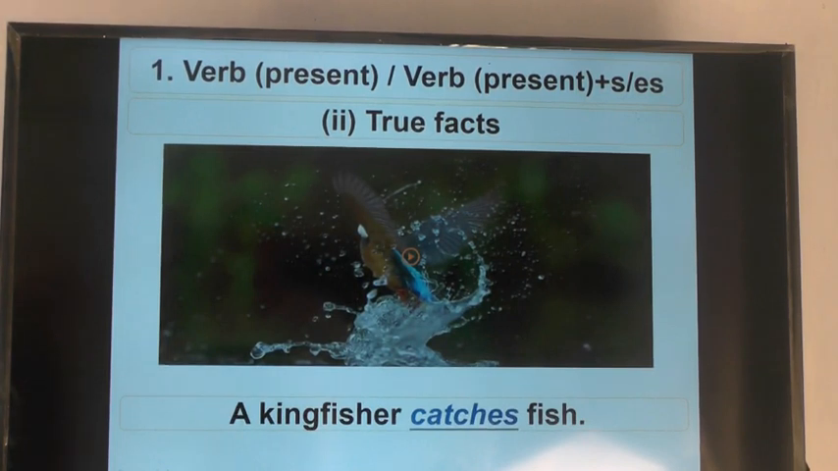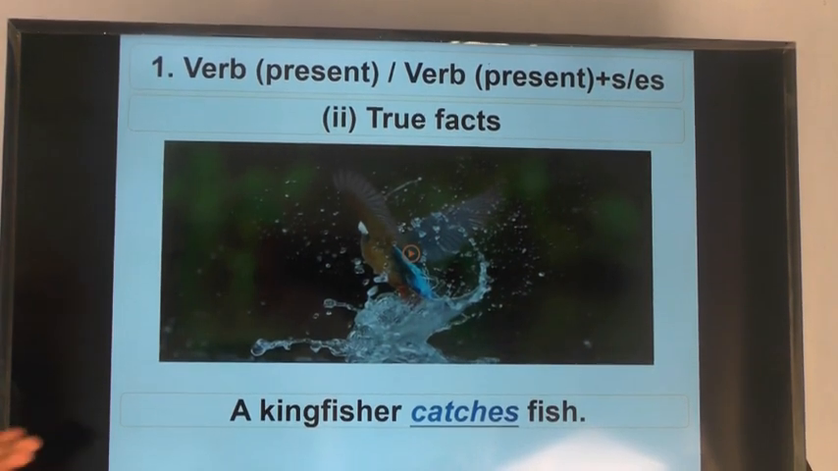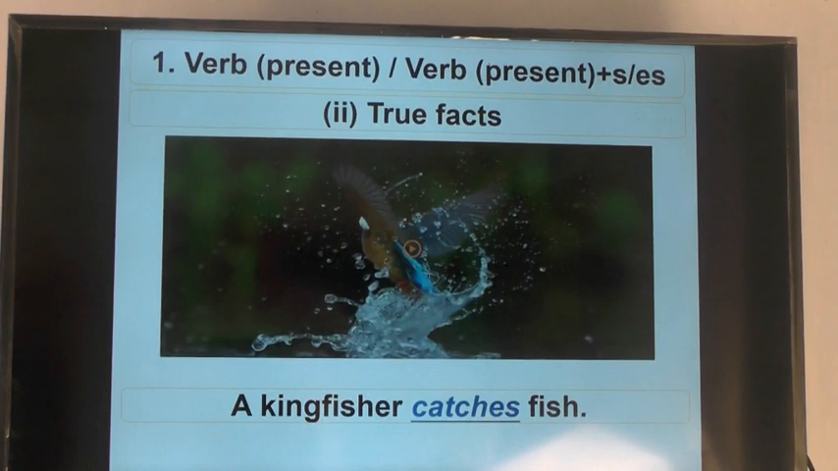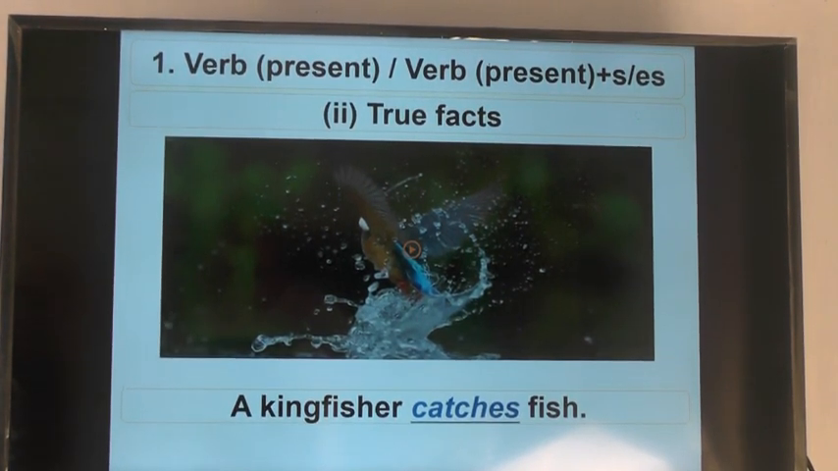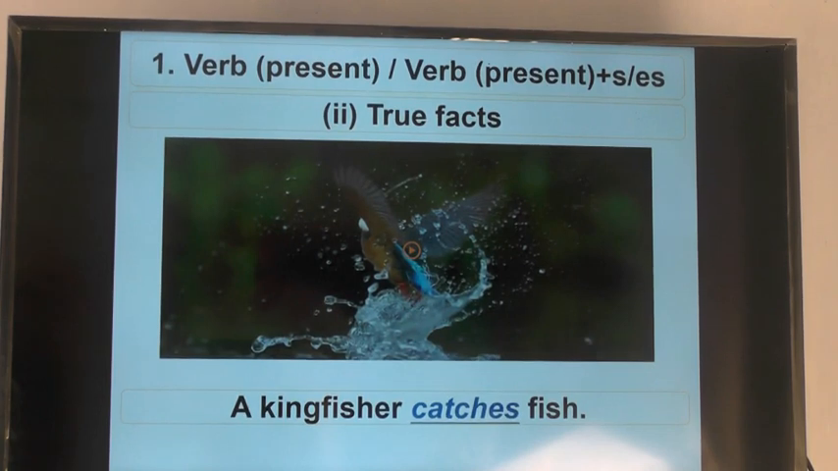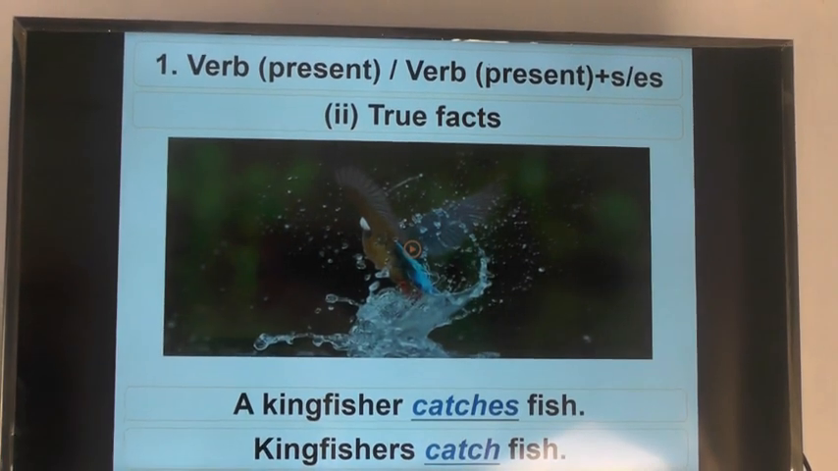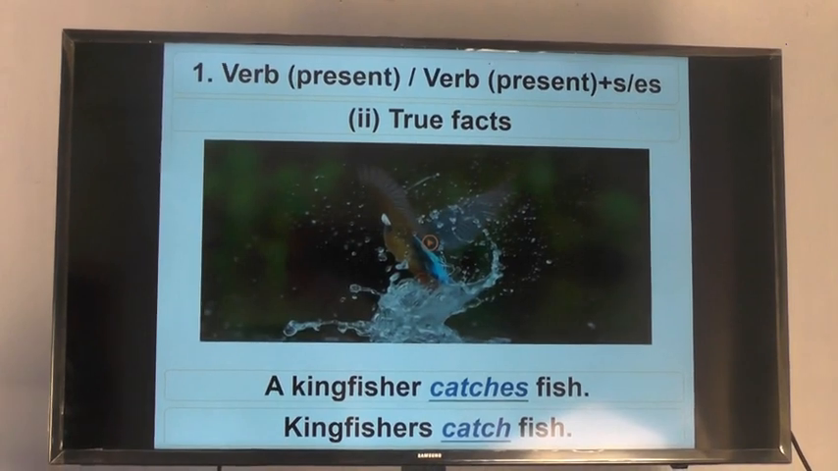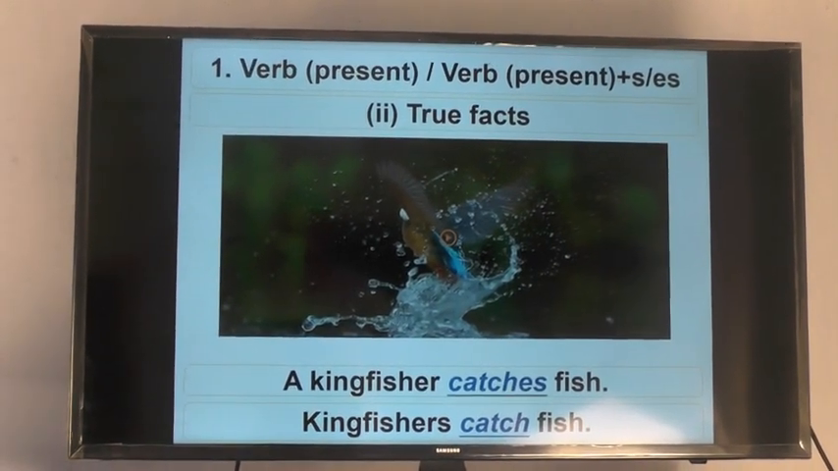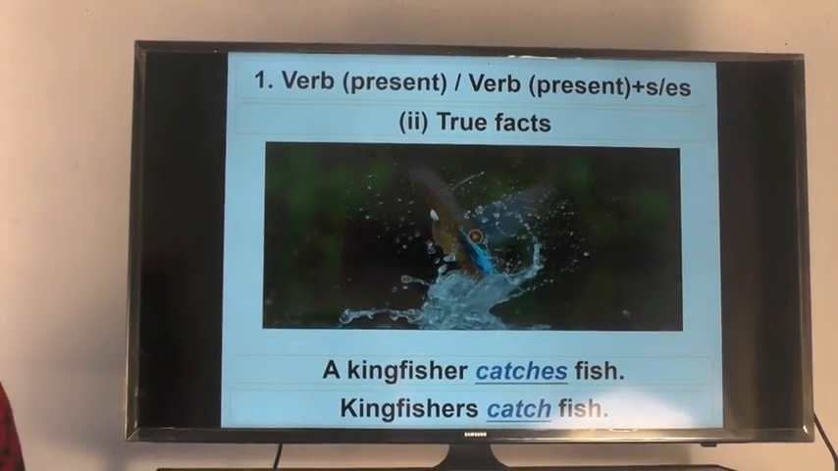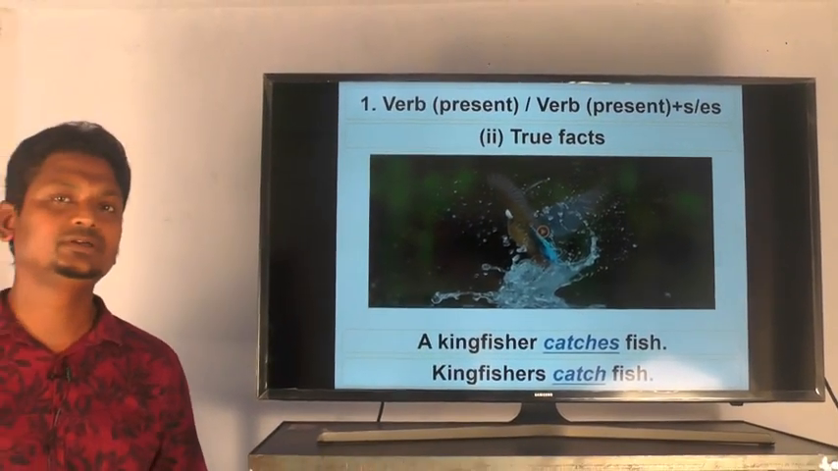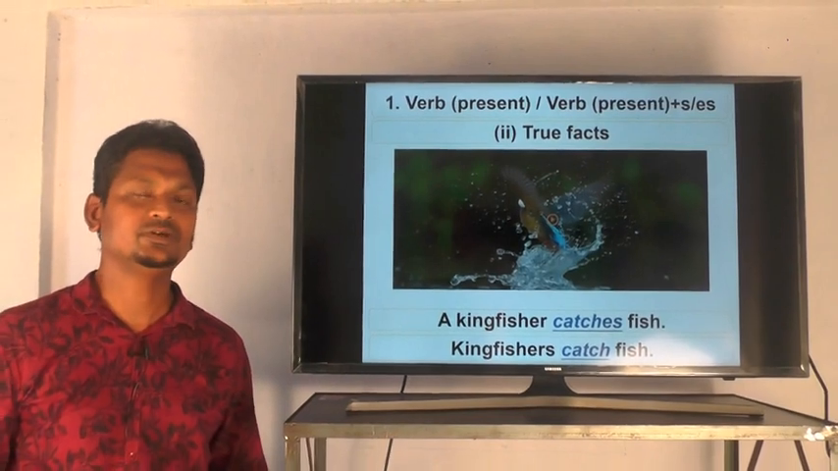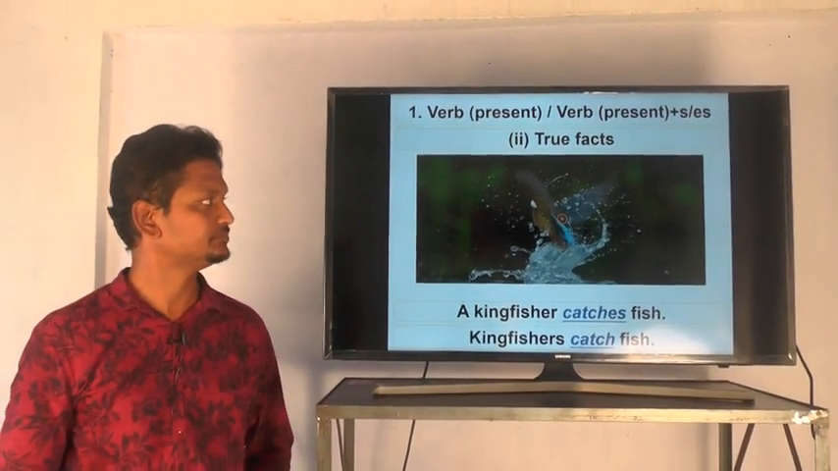Okay, dear students, we know that a kingfisher catches fish, and this is a true fact. So we use here catches, and catches is a present form of a verb. But if we change the subject like this, kingfishers catch fish, then we use here catch. So remember the difference of the uses of the verb.